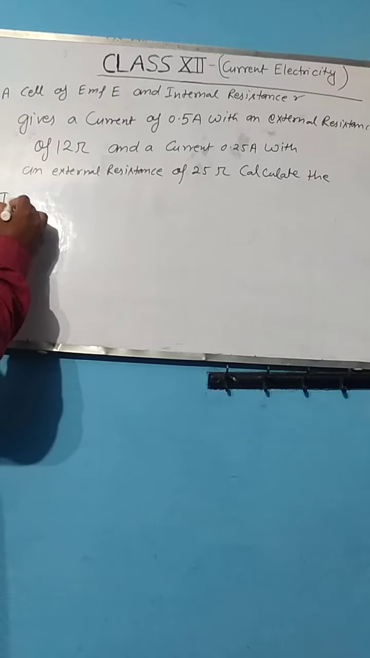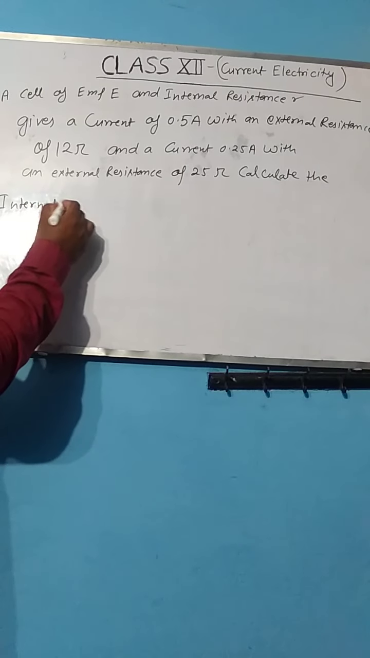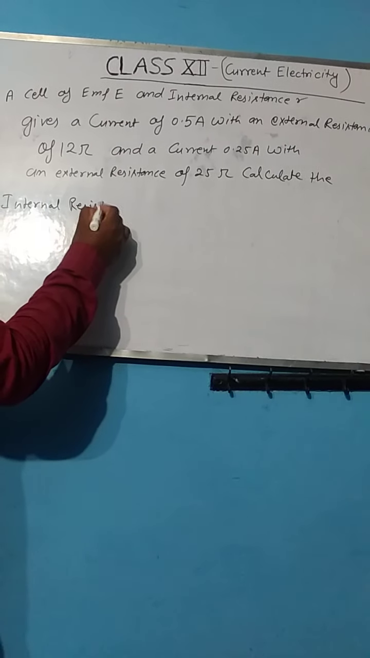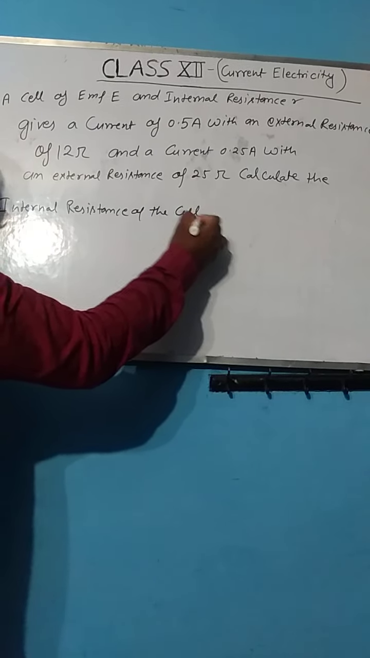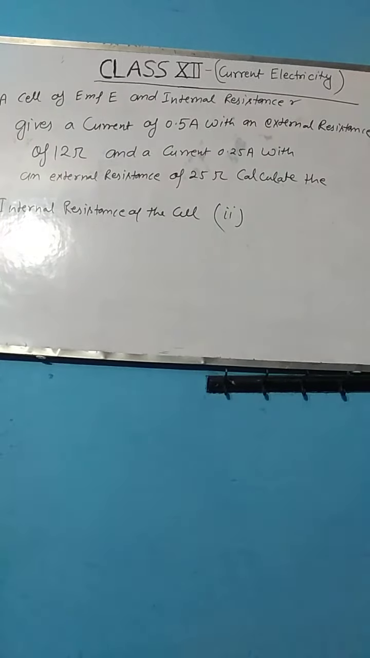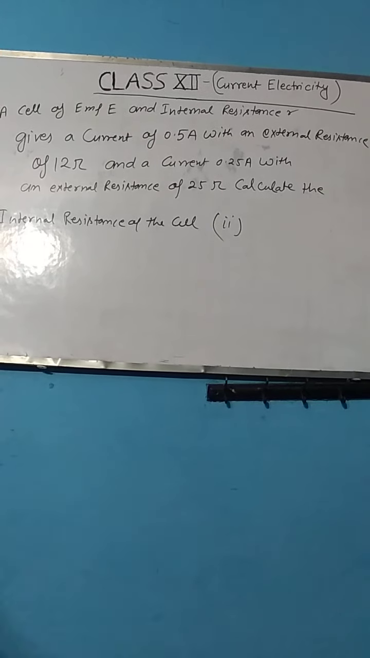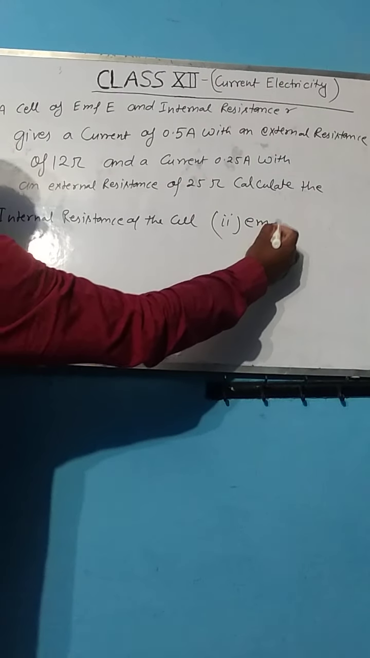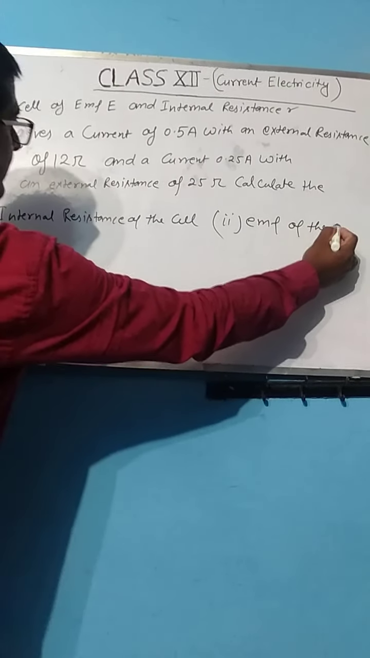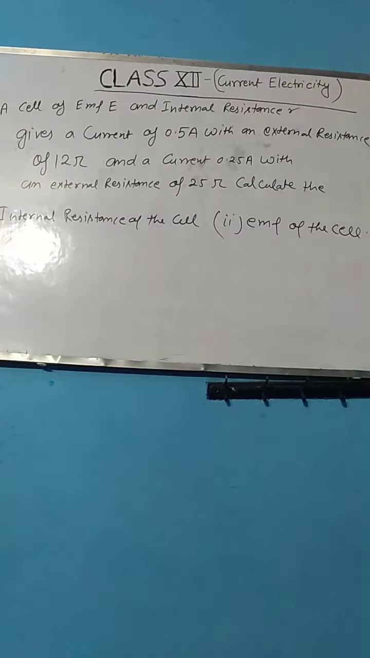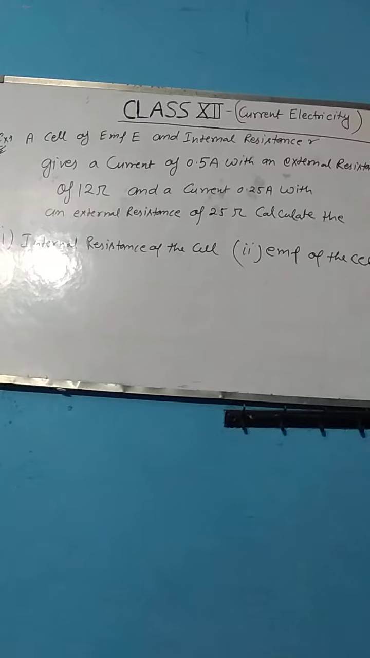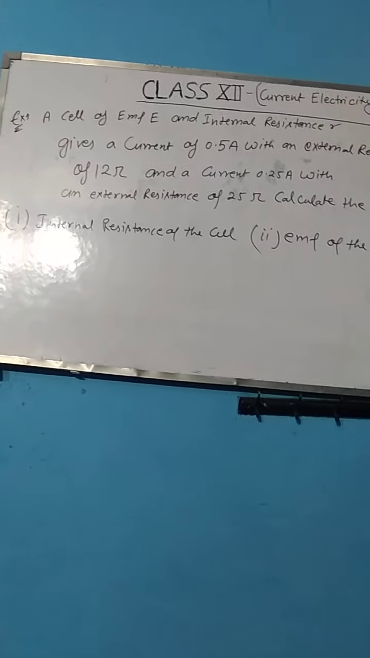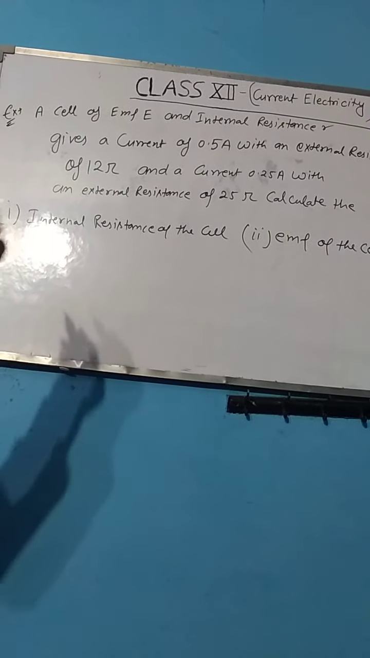First part, the internal resistance of the cell, and the second part will be the EMF of the cell. So how will it be calculated? For the case 1, we have to calculate. After this, we have to give the hint.